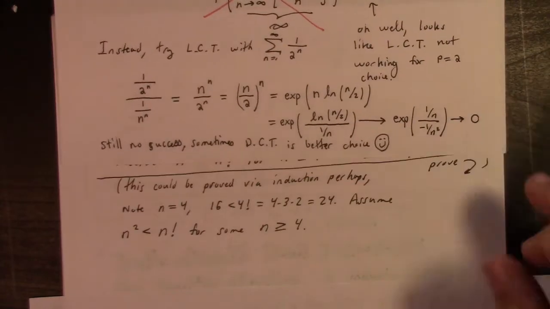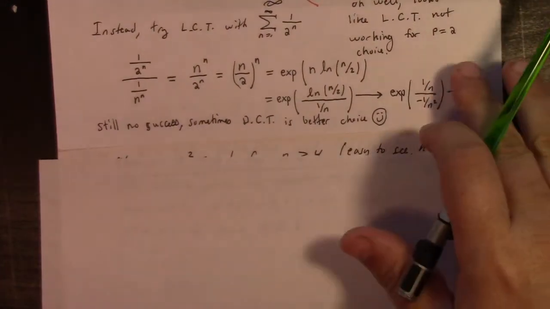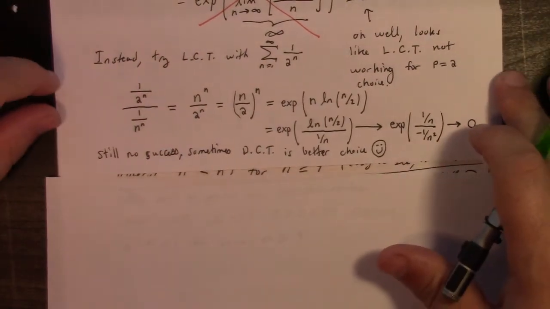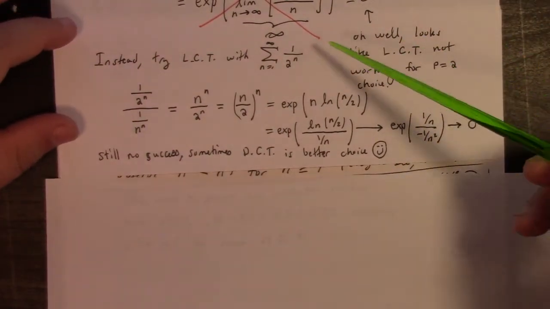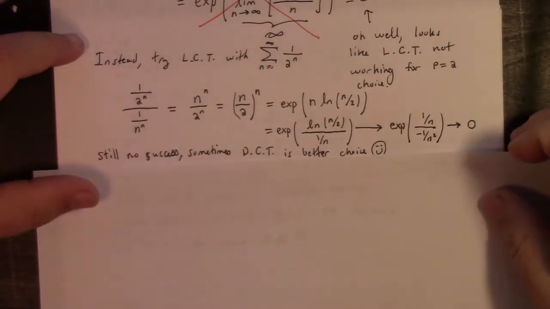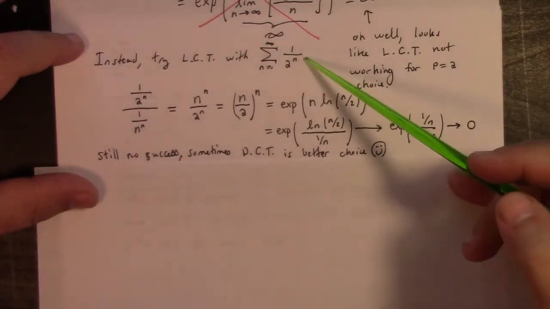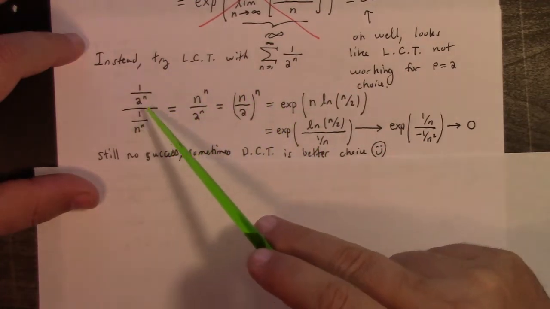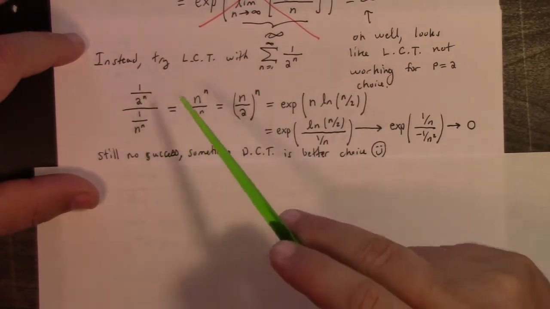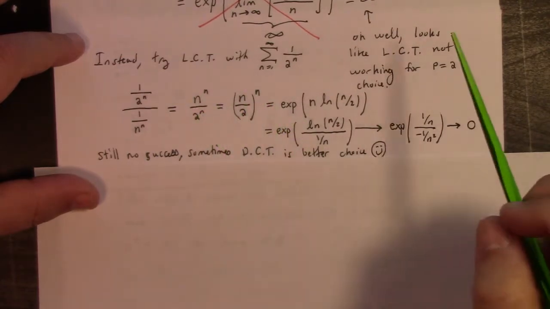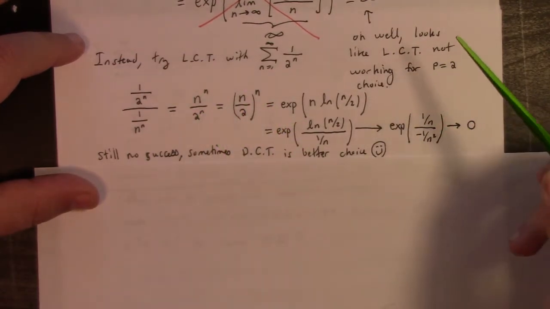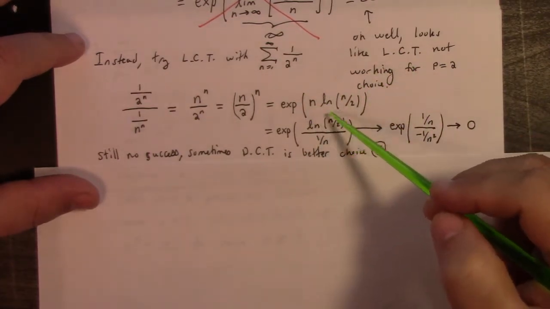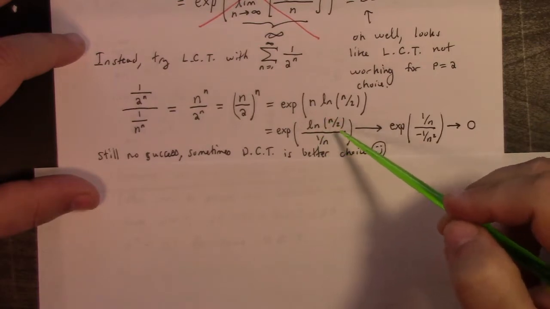But the different way we could fix it is to try limit comparison against something else. So I do limit comparison to 1 over 2 to the n. Then I want to think about the limit as n goes to infinity of this quotient, which gives me n over 2 to the n. And hopefully I can do this one right. Exponential of n natural log n over 2, which gives me log n over 2 over 1 over n.